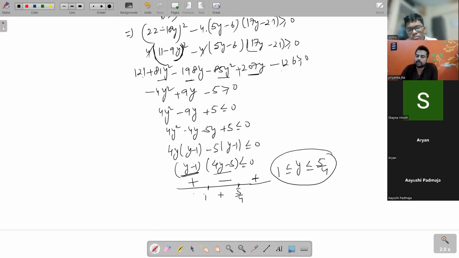Less than 1, between 1 and 5 by 4, and more than 5 by 4. Pick any interval. Suppose I picked the rightmost interval. Pick any value in this interval, suppose I pick y equal to 2. Put y equal to 2 here. The sign of this expression will be positive. So positive, and then alternate negative and positive. But the expression has to be negative, so this will be negative only if y belongs to 1 to 5 by 4.